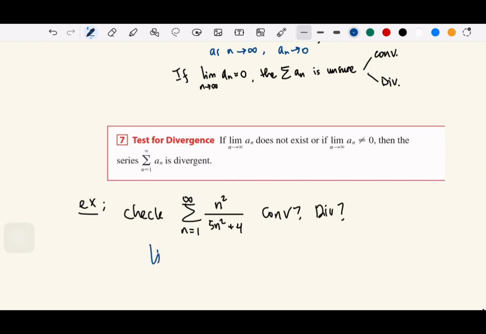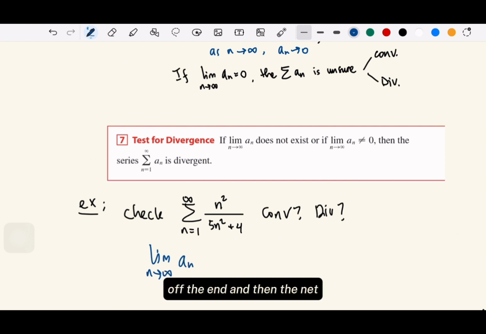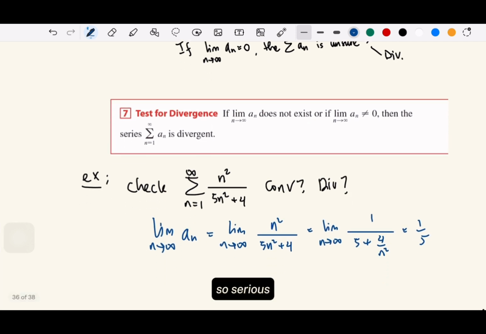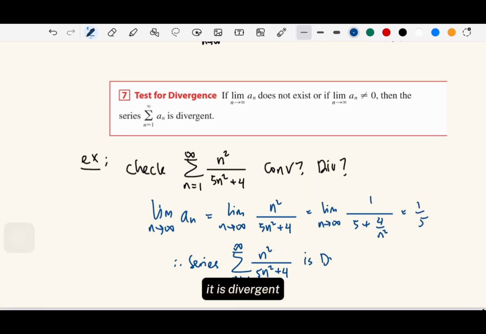So the limit of the a n, and then the limit is not zero, so the series is divergent.